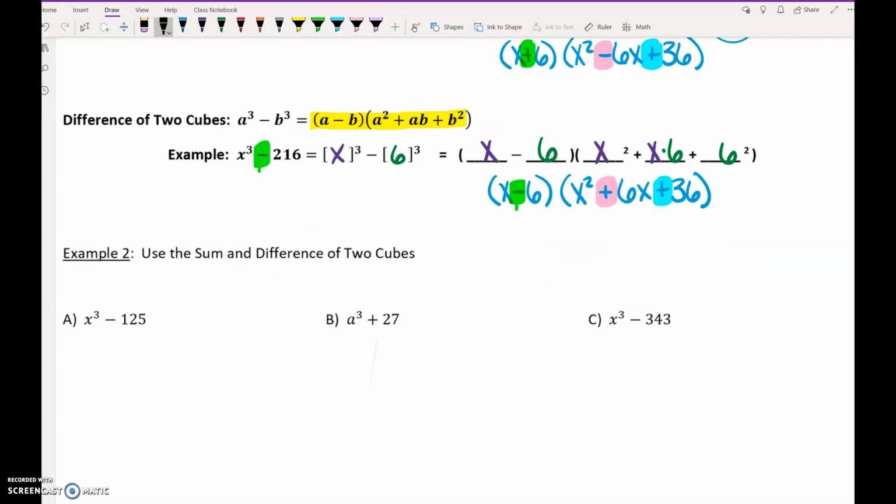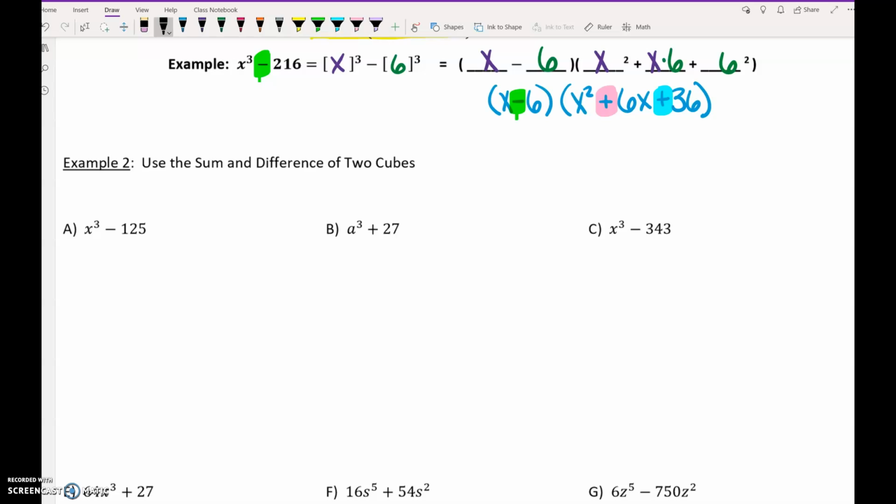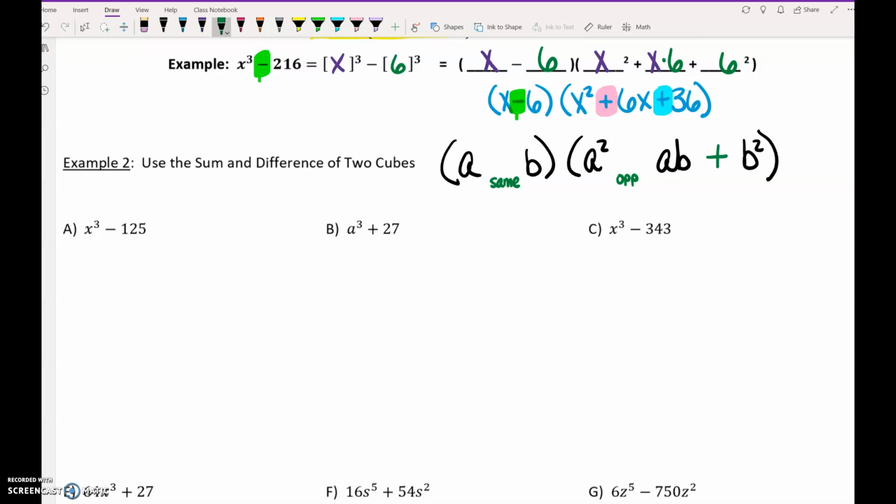So when we actually start using the sum and difference of 2 cubes, I'm going to write this: A, B, A squared, AB, B squared, and leave the signs out. If you wanted to, you could write in that this sign will be the same, this sign will be the opposite, and that sign will always be plus. So that basically is what I have memorized in my head, and that allows me to use this pattern correctly without having to look back and follow the formula.